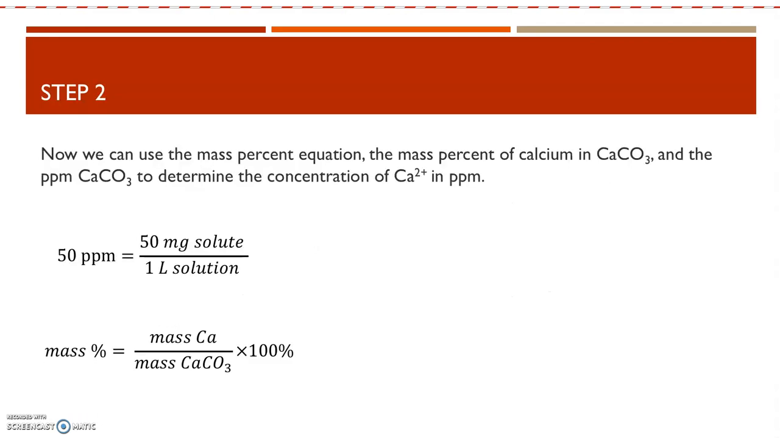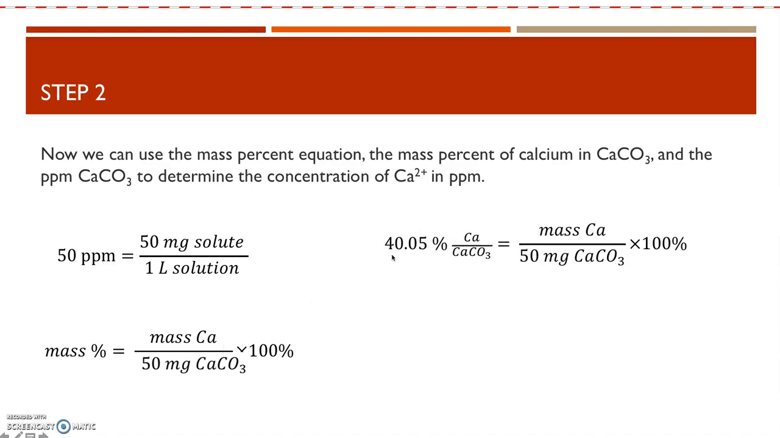So in step 2, we can use this mass percent as well as the parts per million that we started with to determine the concentration of calcium ions in parts per million. If we had 50 parts per million, we had 50 milligrams of solute. We now know that that solute is calcium carbonate. So we have 50 milligrams of calcium carbonate per liter of solution. That's going to go in the denominator of my mass percent calculation. Now we can plug in our mass percent from step 1 and determine the mass of calcium.